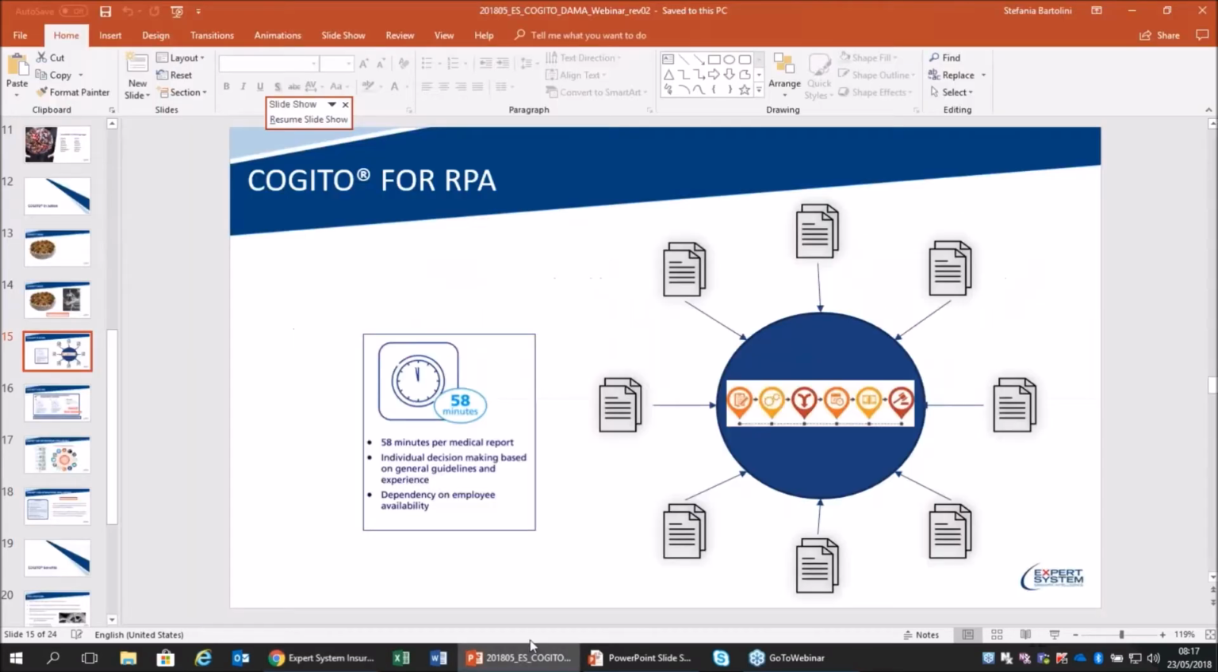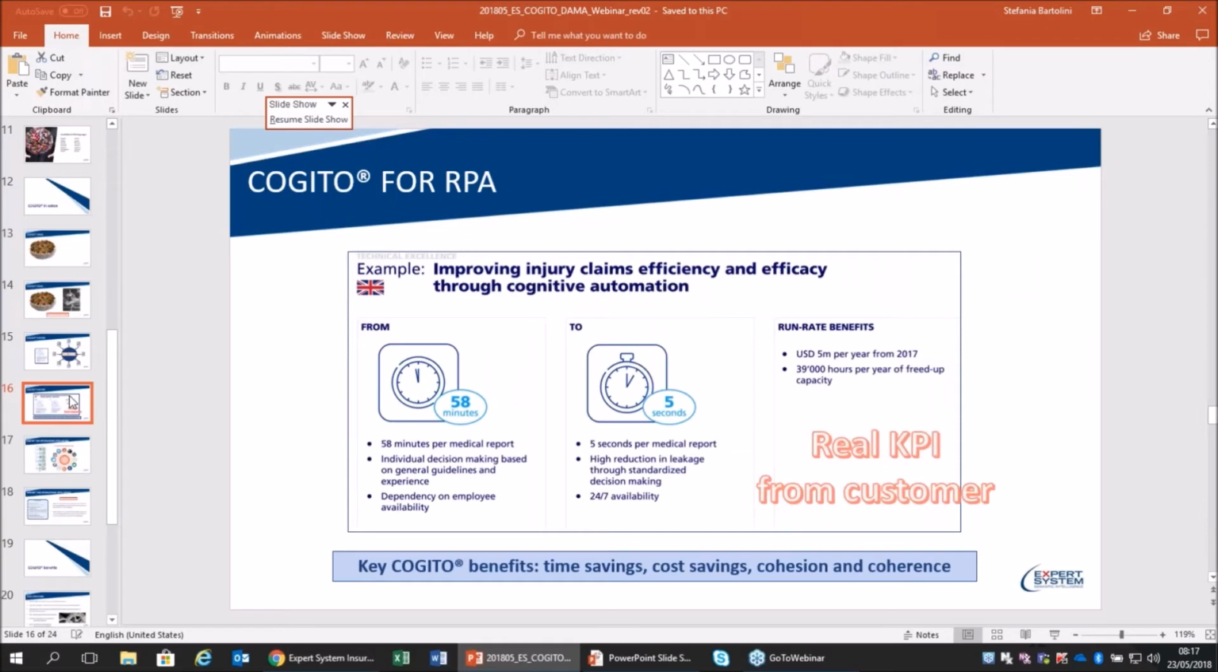So you can see here that in very few seconds, I can reduce 58 minutes to 5 seconds. This is a real KPI from our customer. And so you can see how important it is, because we have time savings, we have the benefit of cost savings, and the benefits are, as you can see here, 5 million per year. So it's very important to look at this technology, also looking at the benefits.